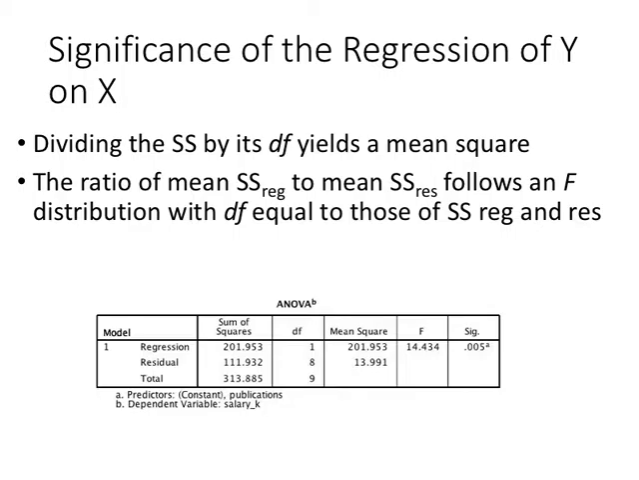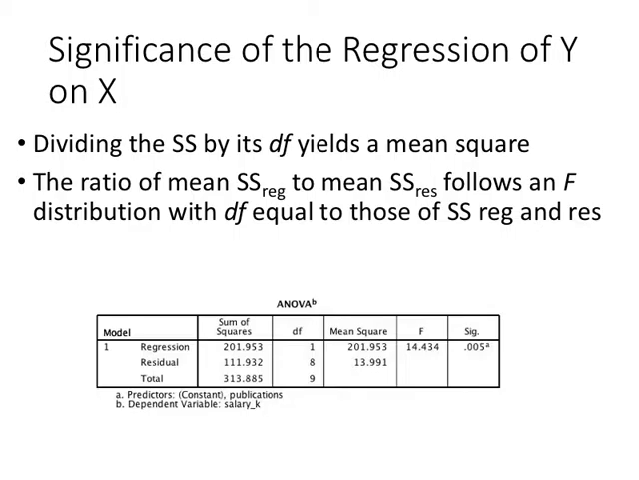But what it's doing is it says sums of squares regression is 201.953. Degrees of freedom is equal to the number of independent variables, which in our case is 1. 201.953 divided by 1, of course, is 201.953. Sums of squares residual has degrees of freedom equal to n minus k minus 1. So that's 8, right? Our n was 10, minus 2. And so we take our sums of squares residual and divide it by 8, and we get 13.991.